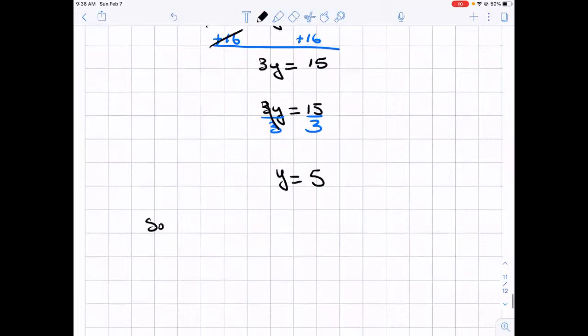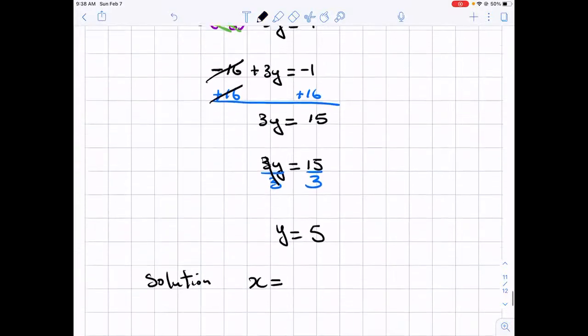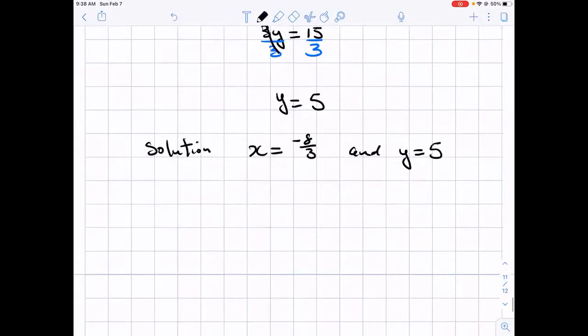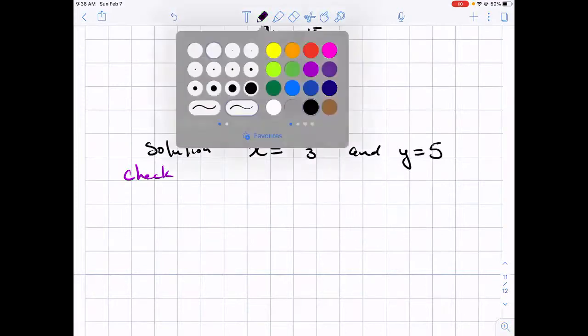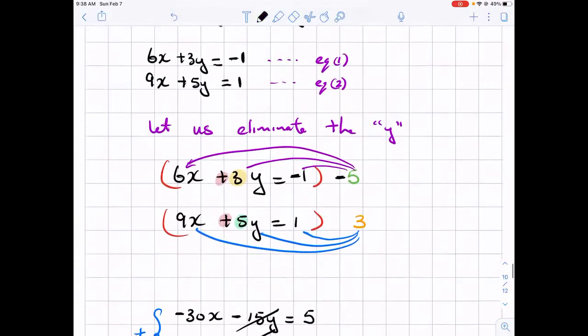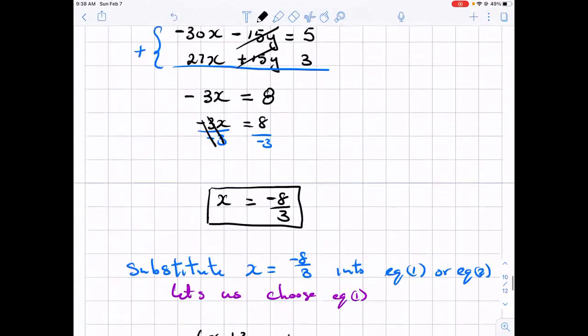So we have the solution. X happens to be a fraction, minus 8/3, and y is equal to 5. And don't forget, we have to check. We should check. Let's check. So we have two equations. The two equations are 6x plus 3y equals -1 and 9x plus 5y equals 1.